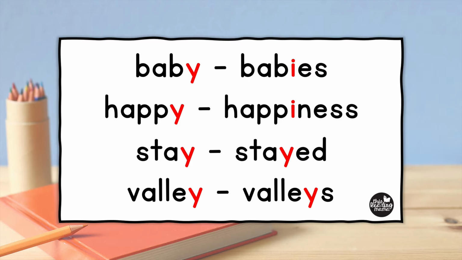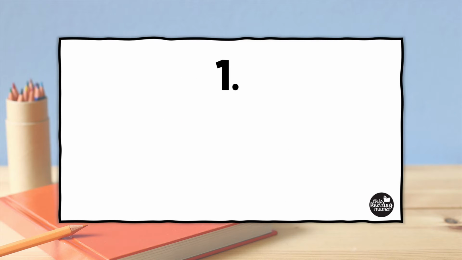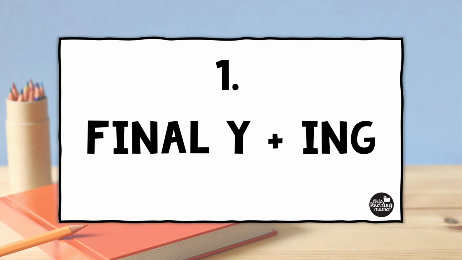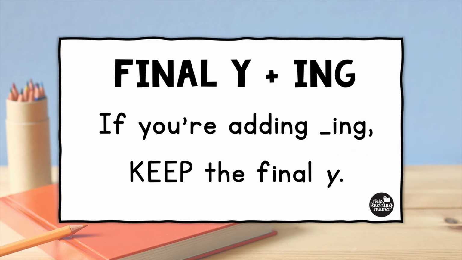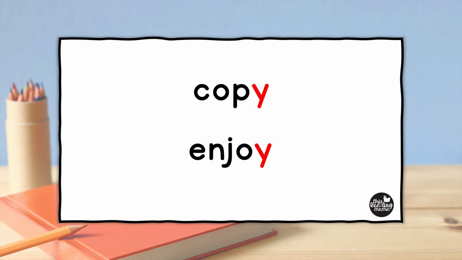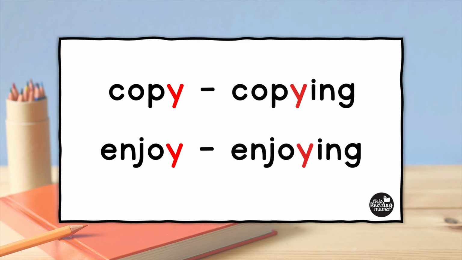And that's a great question. The first place I like to start when teaching about final Y is final Y plus ing. Now, ing is a very common suffix, and this is a really simple rule, and that's why it's a great place to start. And here is what it says. If you're adding ing to a word, just keep the final Y. Now, here are just two examples, copy and enjoy. And when you add ing to these words, you don't change the Y, you just add the ing.